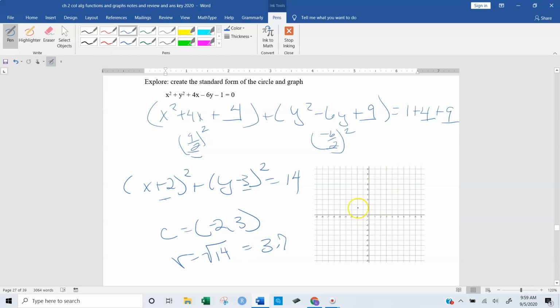So now we go to -2, 3. We put in our center. We go out 3.7 in all directions. 1, 2, 3. Up. And down. And draw in your circle. Better than I just did.